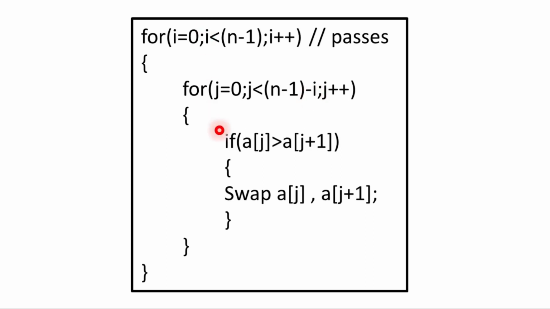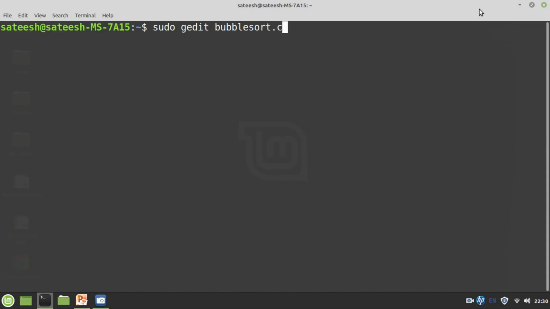Whenever these 2 conditions are true, you will get inside and compare the adjacent elements. A of j is compared with A of j plus 1, which is the adjacent element. In case the left side element, A of j, is greater than A of j plus 1, its adjacent element, then swapping has to take place. Otherwise, swapping will not take place. Now let's look at the whole program and execute it. Now let's look at this program, bubblesort.c.